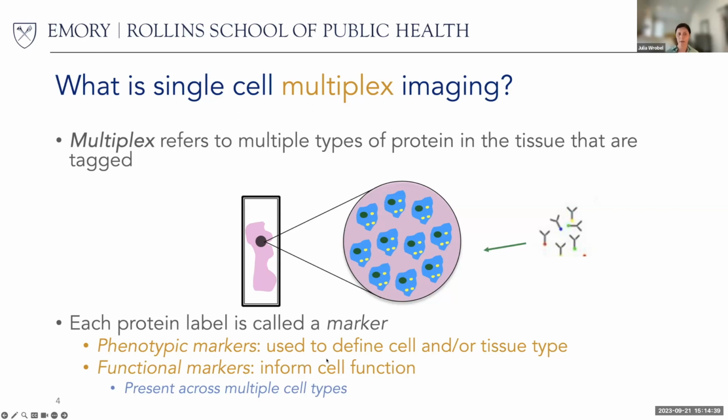There are phenotypic markers, and these are used to define either tissue type, say tumor versus stroma tissue, which comes up a lot in cancer research, or cell type. So you have different types of cells in the image. You want to be able to learn what type of cells you have, and the phenotypic markers will help you identify what cell type you have. But then there are also functional markers, and these are markers that inform what your cell is actually doing. These can be present across different types of cells.